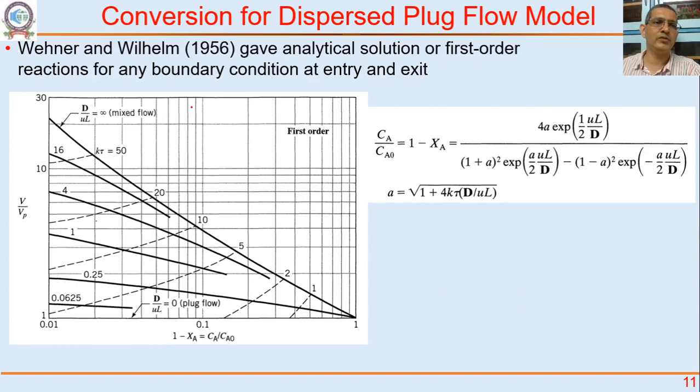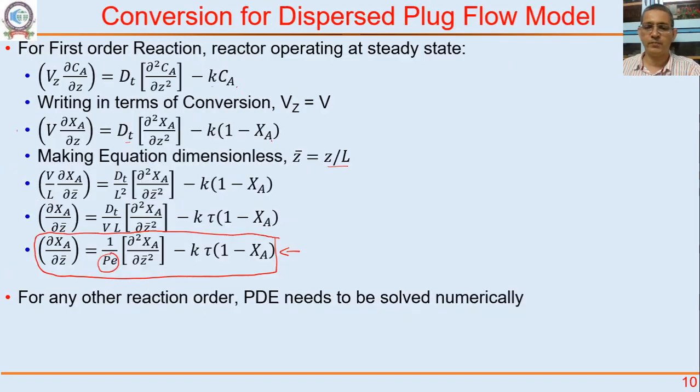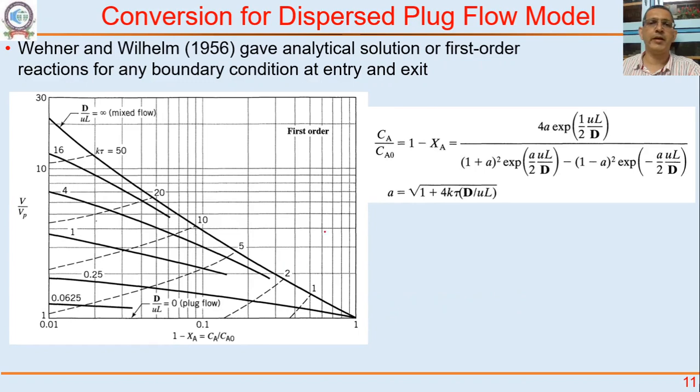These two authors, Wehner and Wilhelm, gave an analytical solution for this equation for a first order reaction, and this is how their analytical solution looks. We don't have to really solve using this, we can use this chart. This chart tells us what V divided by the plug flow volume is for different values of 1 minus Xa.